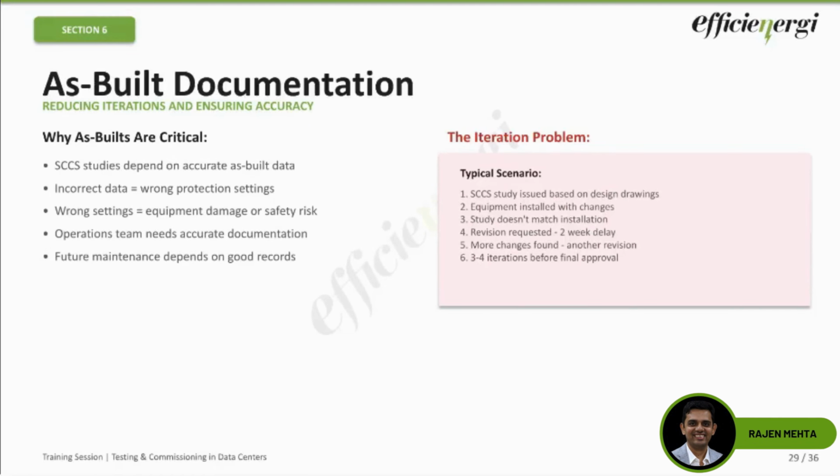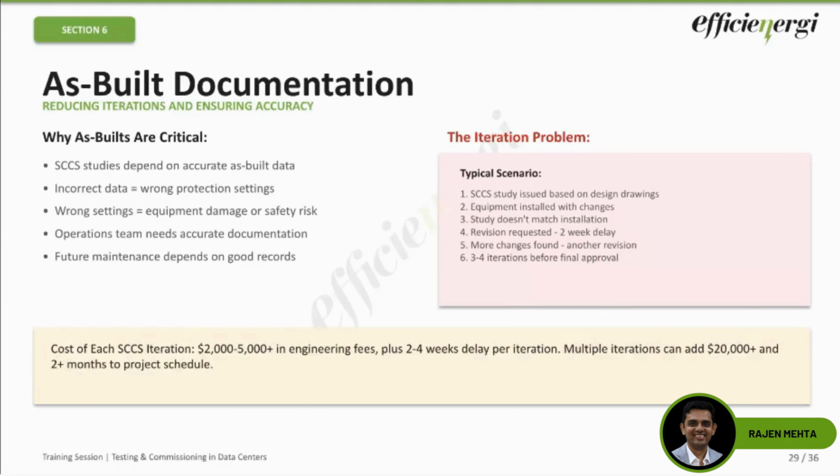So a typical scenario is what you can see over here. You issue the settings based on design drawings, then there will be equipment installed with changes, the study doesn't match the installation, revision requested, 2 weeks delay, more changes found, another revision, and so on. So typical cost escalation increases because of this, which we have experienced at multiple sites.